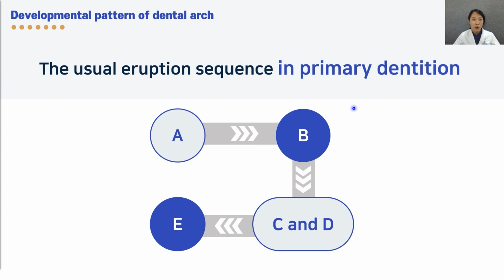In primary dentition, the usual eruption sequence is the central incisor and the lateral incisor, the canine or the first molar, followed by the second molar. The eruption sequence of the canine and the first molar is sometimes reversed in primary dentition.